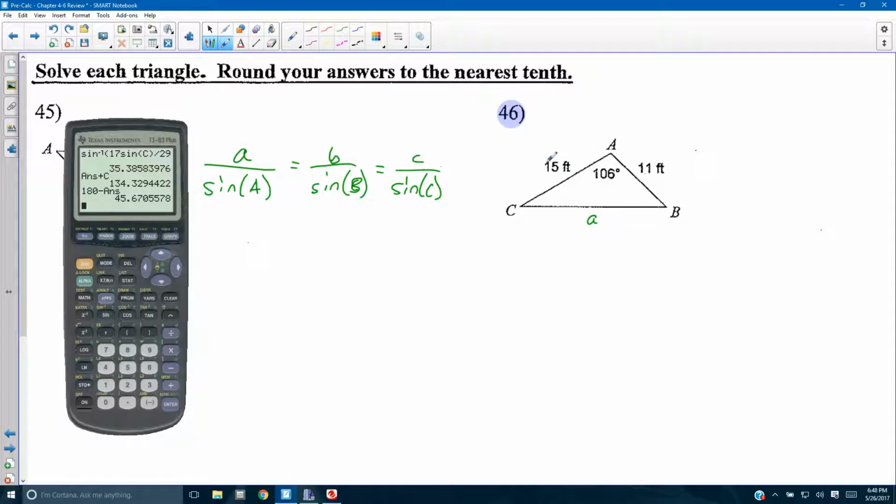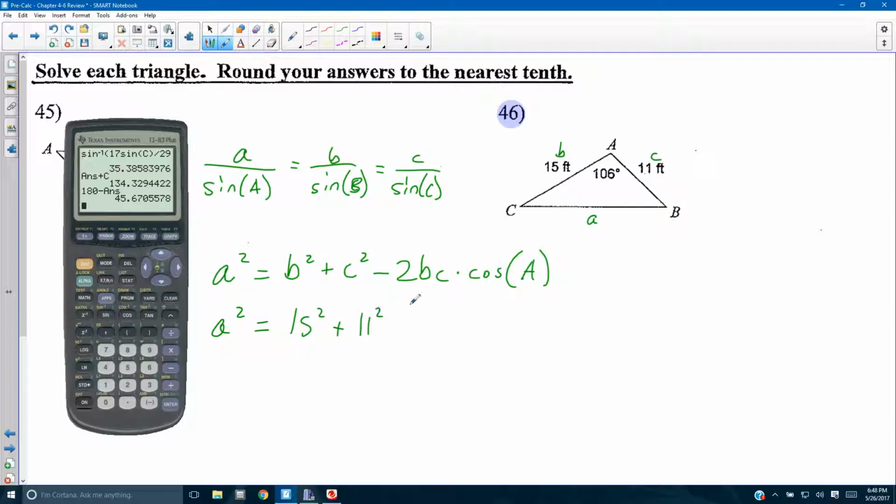And law of cosines can be written in a different format to find the side length of something, such as A here. A squared will equal B squared plus C squared minus 2 times B times C times cosine of angle A. So finding the side length that is opposite the angle that I know, I can now solve for that A there. A squared is, B is this guy here, C is this guy here. So 15 squared plus 11 squared minus 2 times 15 times 11 times cosine of 106.